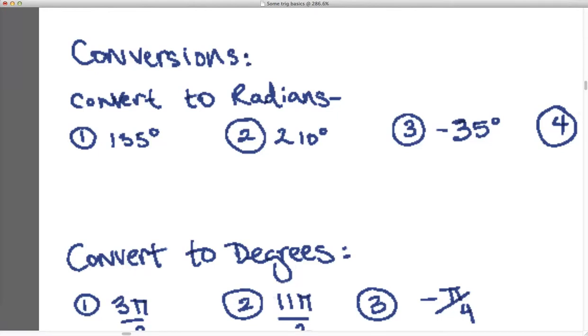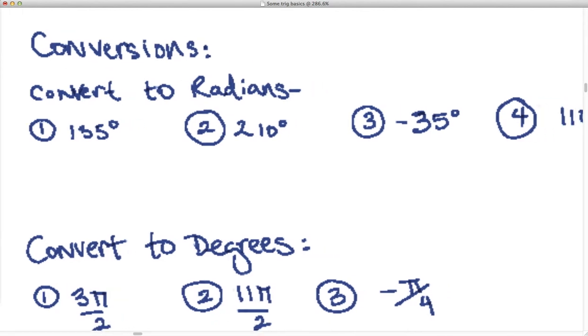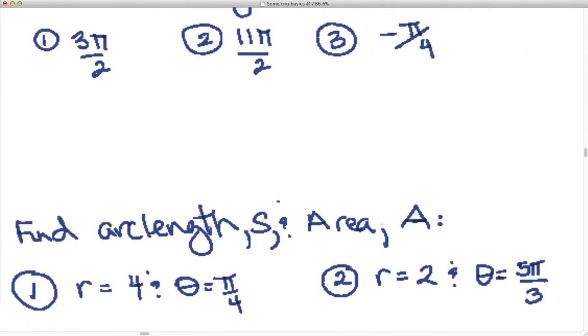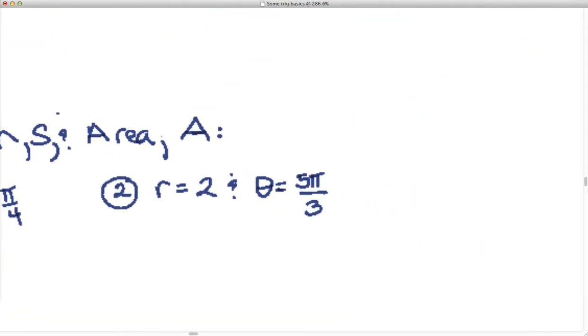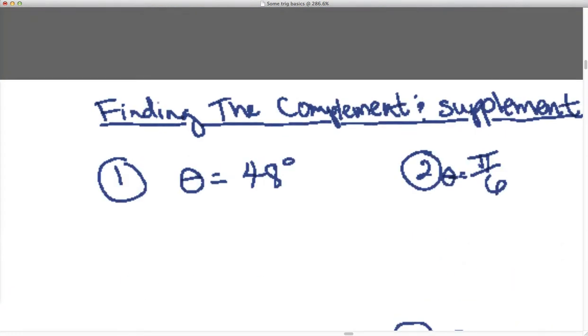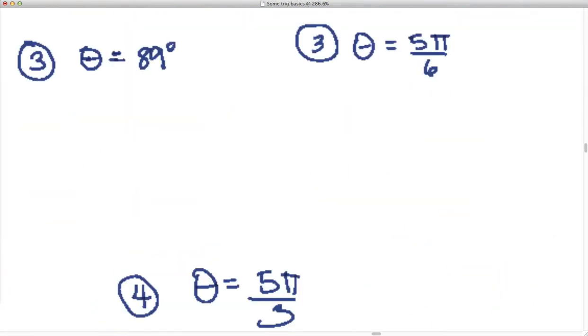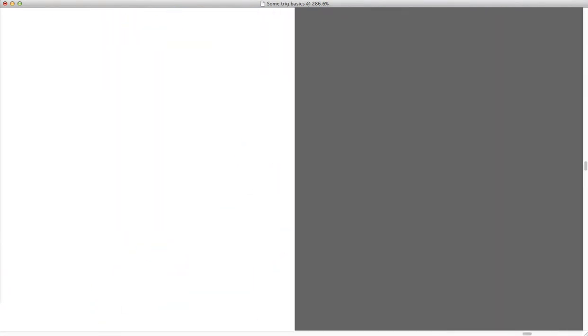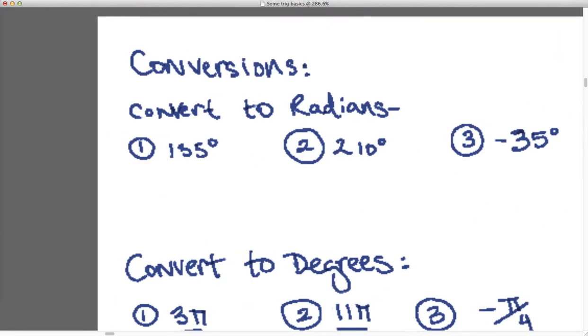Today we're going to be looking at some trig basics, some things you should be able to do right at the beginning of trig. Everything from conversions to arc length, area, and complements, supplements, and that's about it. Okay, so let's look at it first.